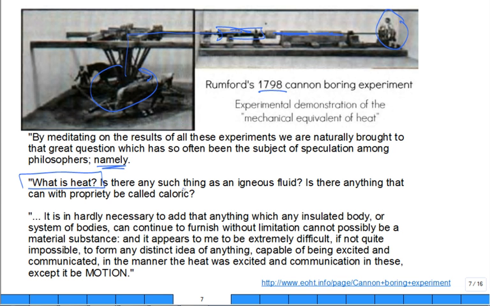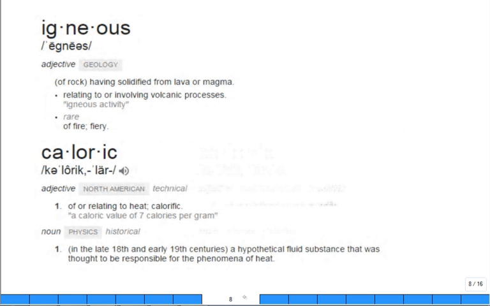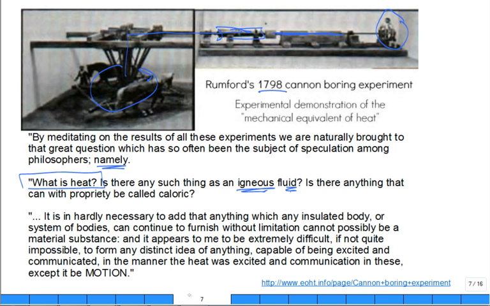Is there any such thing as an igneous fluid? Igneous, on the next page, you just go to Google and ask what that word means. Rare use of the word meaning fire or fiery. That's his use of the word igneous. Otherwise, it means volcanic type of rock, igneous rock.